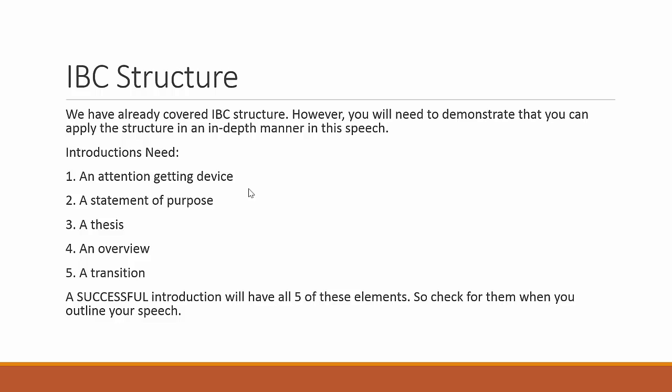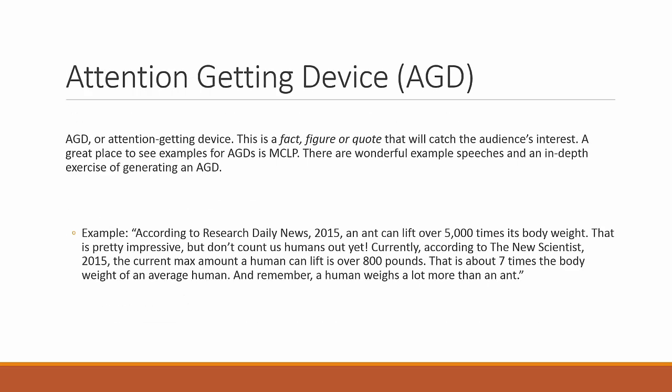So when you're outlining your speech, when you're in outline phase, check to make sure that you have all of them. And the Pearson will sort of walk you through that to make sure that you have all of these things. But basically, you need to make sure of it yourself.